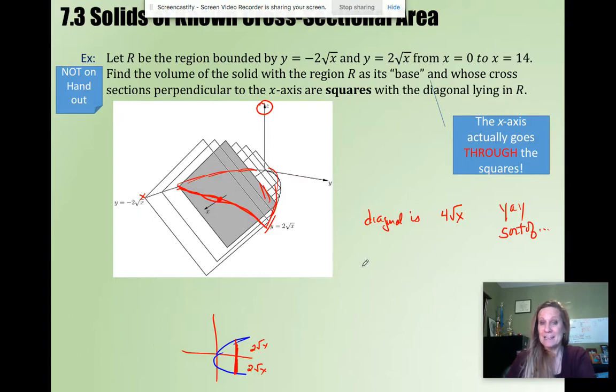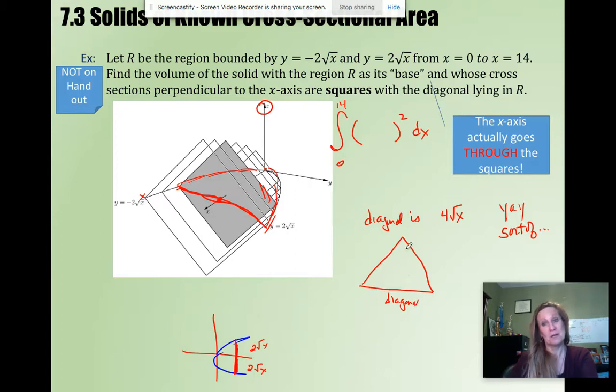Because I need to sum the area of the square, which is side squared. I'm going from 0 all the way out to what? Do you remember? 14. All right. Let me draw. Here's the diagonal. I'm just drawing the top half.